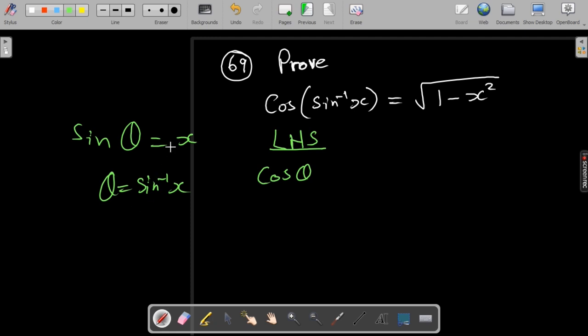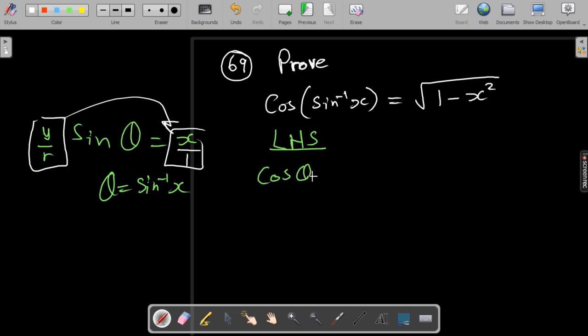And using these rules over here, we know that sine is y over r, and it's just a bit inconvenient, but our y is now x in this case, and the r is 1. So using this trig ratio, we can just translate it to what we have over there. So our y is x, and our r is 1. And we now want to find cosine of theta. Cosine, we know that it is x over r, based on the trig ratios.